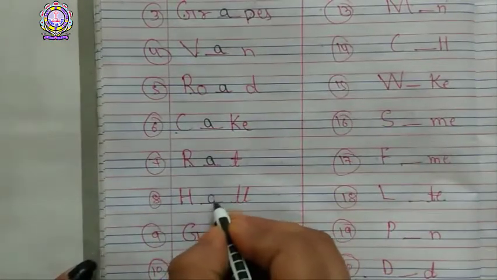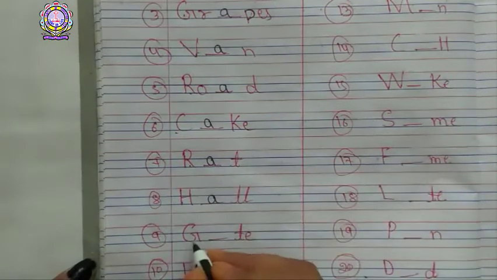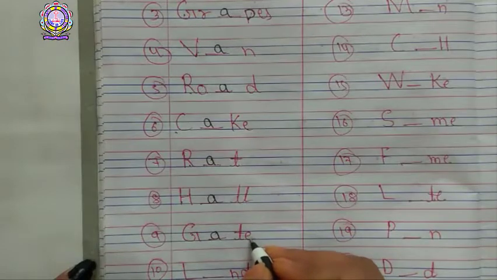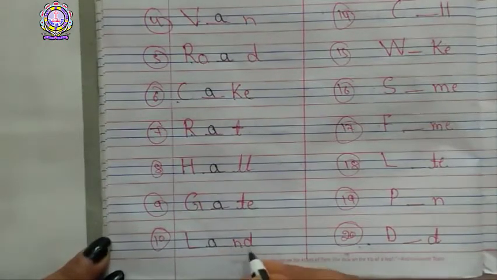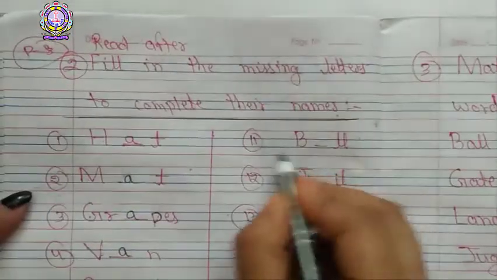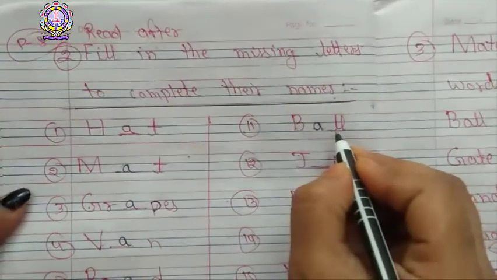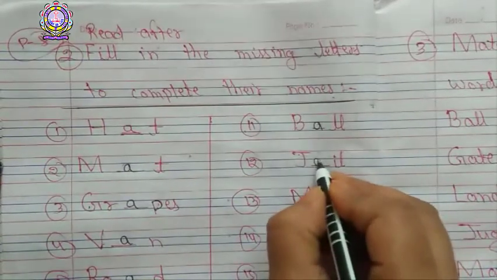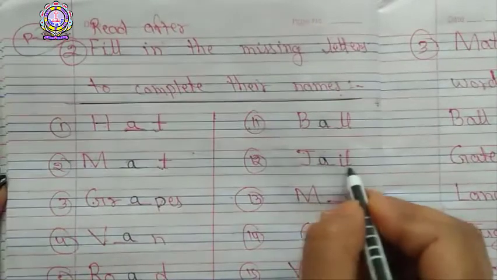H A double L, hall. What we read? Hall. Let's see another one. G A T E, gate. What we read? Gate. L A N D, land. Let's see another one, number 11. B A double L, ball. What we read? Ball. Sorry, J A I L, jail. What we read? Jail.